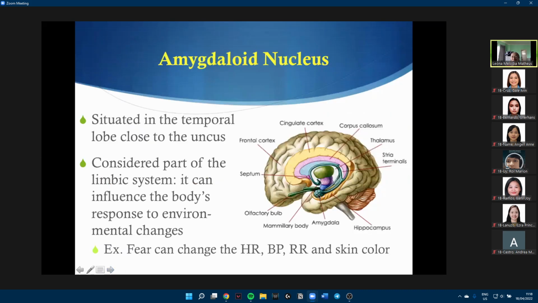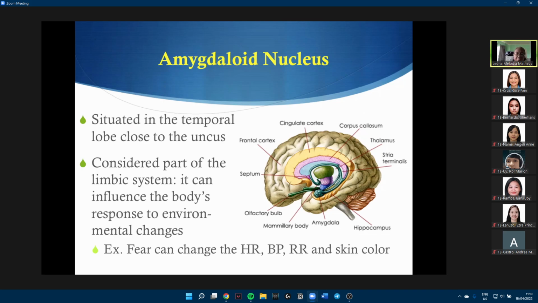Now, regarding the amygdaloid nucleus, you find it mostly in the temporal lobe, specifically quite close to your uncus. As you know, the uncus is located somewhere here. So if we look at it, it's supposed to be here at the back of your amygdaloid. Okay. So the amygdaloid is also considered a part of the limbic system. We're going to discuss it also later on. So it apparently influences the body's response to environmental changes.